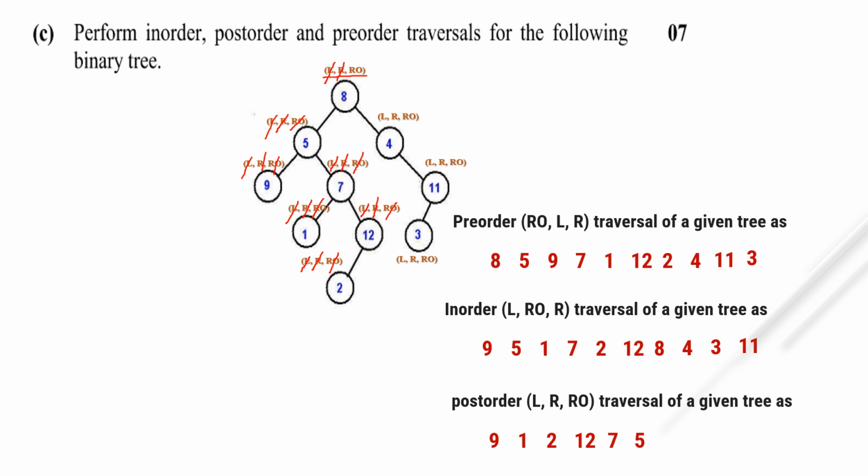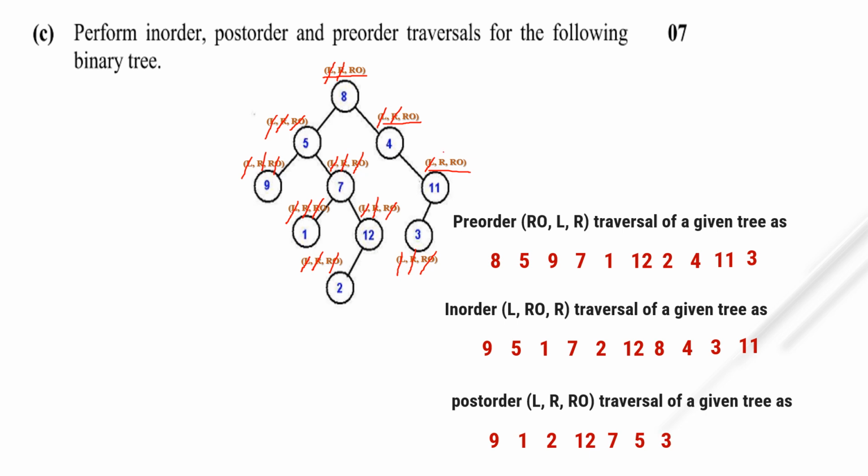When we go to the right subtree of 8, what is the root node? 4. Once again we apply post order: left, right, root. There is no left subtree, there is a right subtree, we get 11. Okay, go to the left subtree first, we got 3. There is no left subtree of 3, there is no right subtree of 3. Process this root node, so the answer is 3.